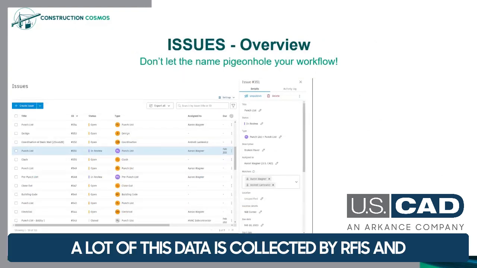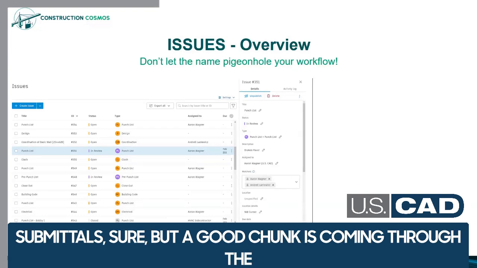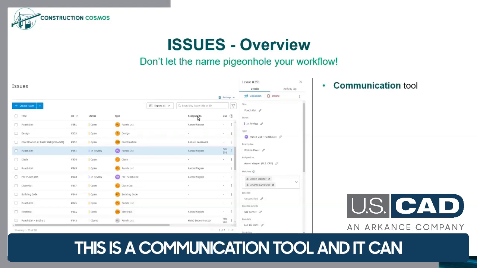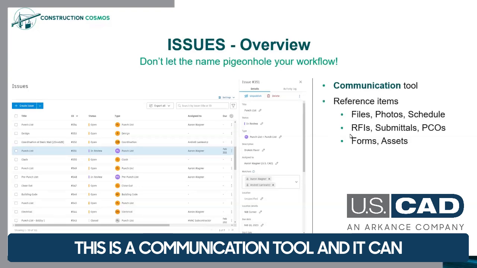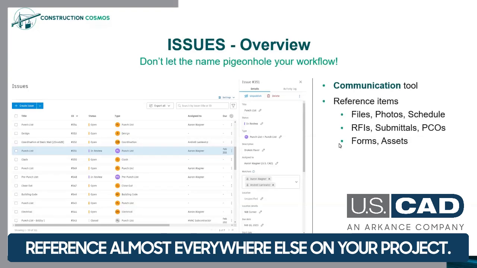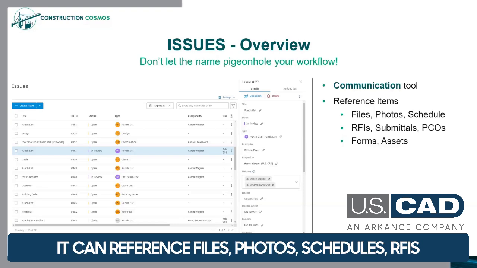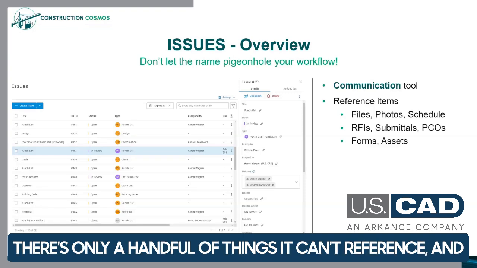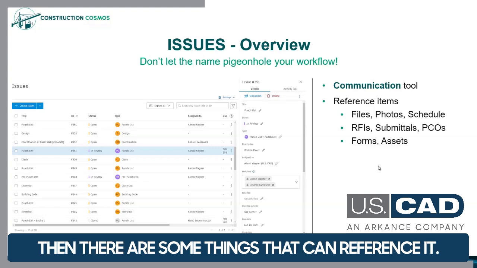A lot of this data is collected by RFIs and submittals, sure, but a good chunk is coming through the issues tool. So don't let that name pigeonhole your workflow. This is a communication tool and it can reference almost everywhere else on your project. It can reference files, photos, schedules, RFIs, submittals, potential change orders, forms, and assets. There's only a handful of things it can't reference, and then there are some things that can reference it.